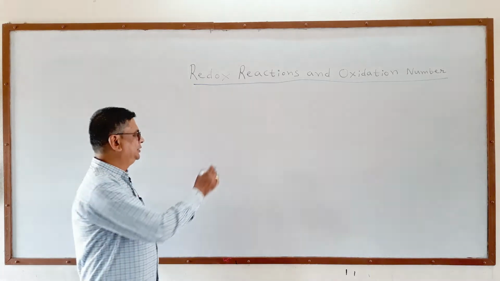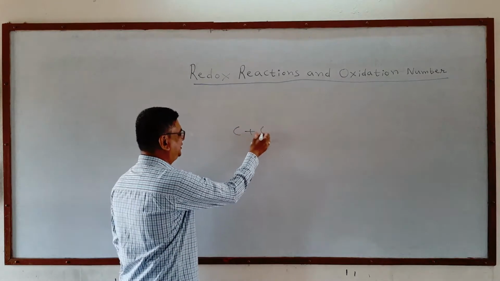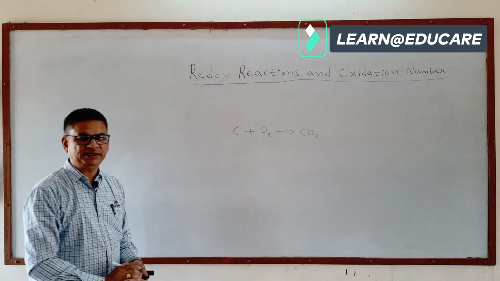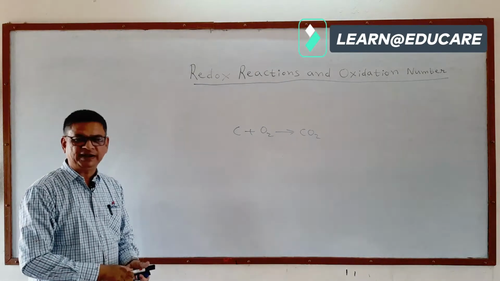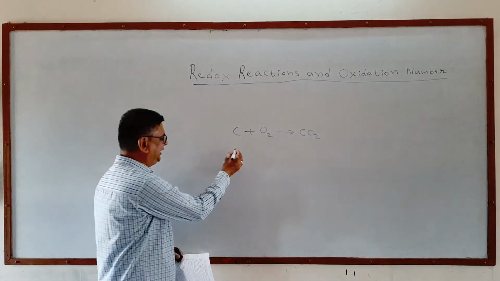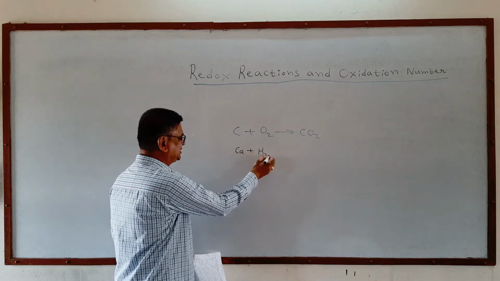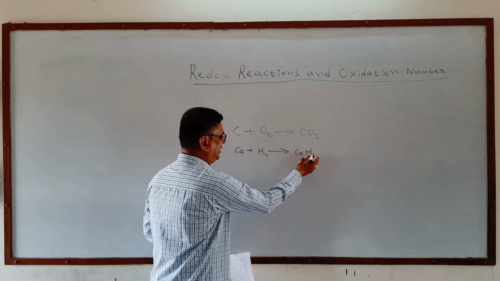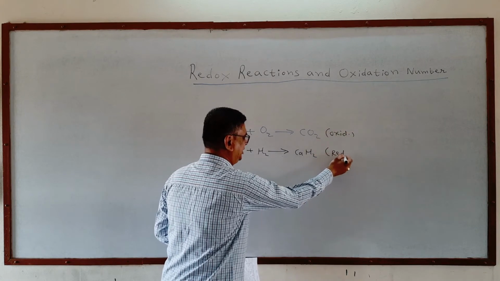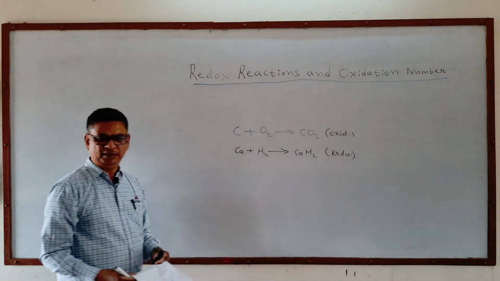Take an example: when carbon combines with oxygen to give CO2, there is what is called oxidation of carbon because there is addition of oxygen to the carbon. If we take an example of addition of hydrogen, calcium plus hydrogen, we get calcium hydride. The first reaction here was oxidation, while the second reaction is reduction.